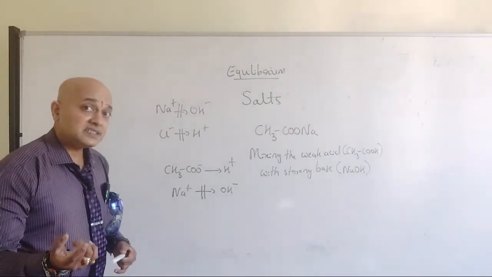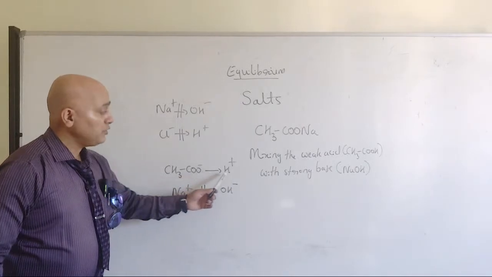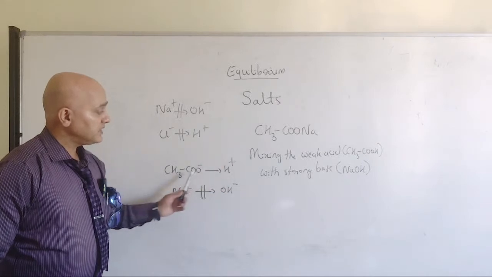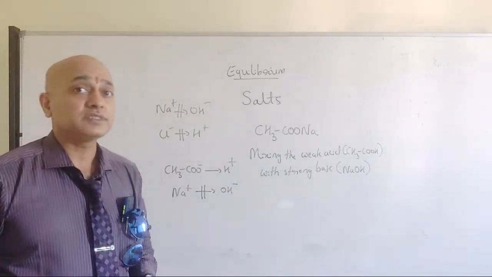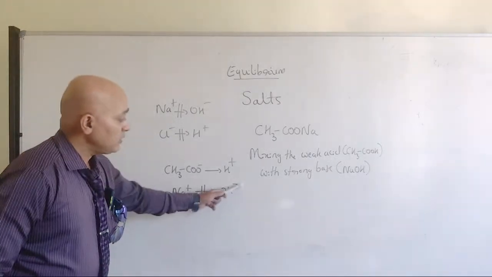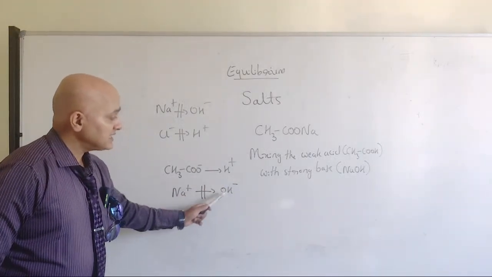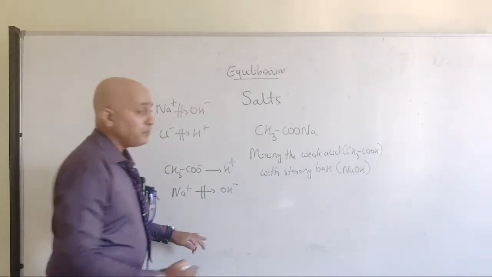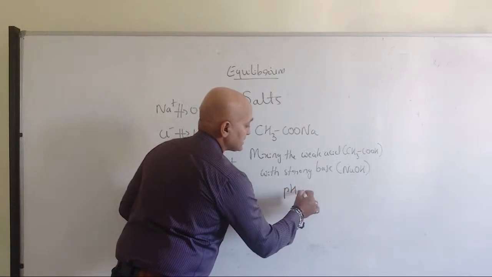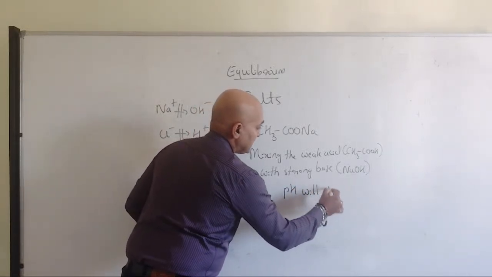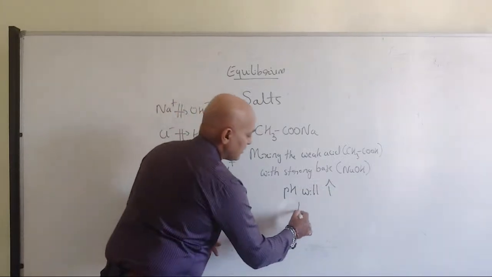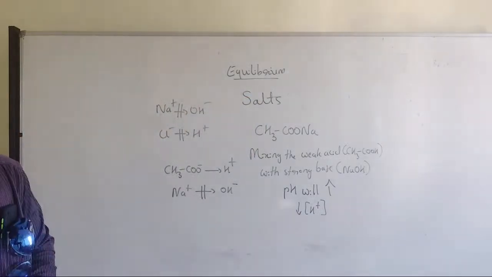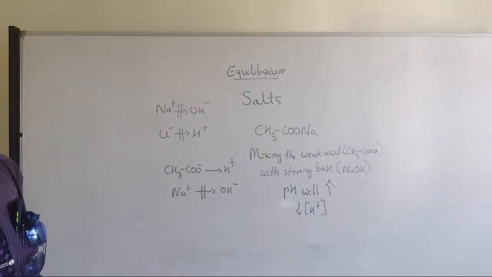Why is acetic acid a weak acid? Because acetate is not going to release the H+. That means it will take up the H+. So therefore, what is happening? OH- level is increasing, H+ level is decreasing. So naturally pH is going to increase. pH will increase because of the decrease in the concentration of H+.